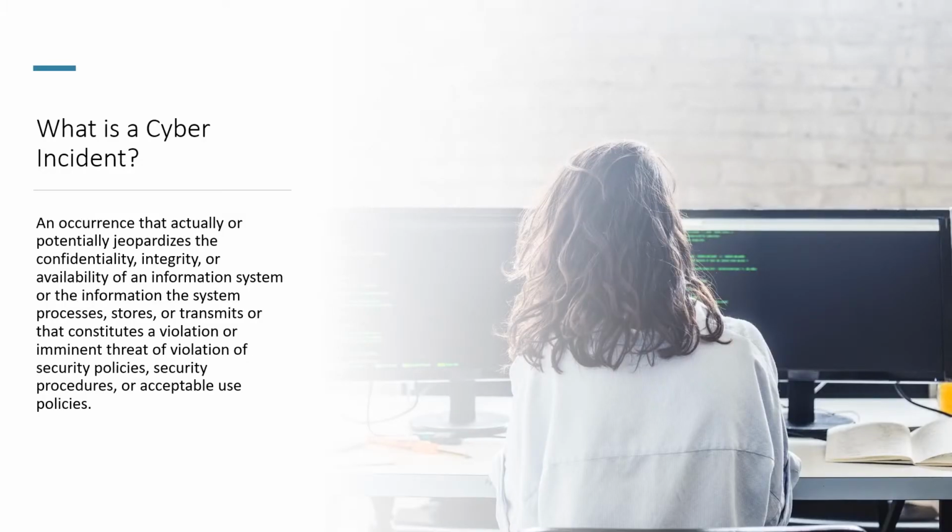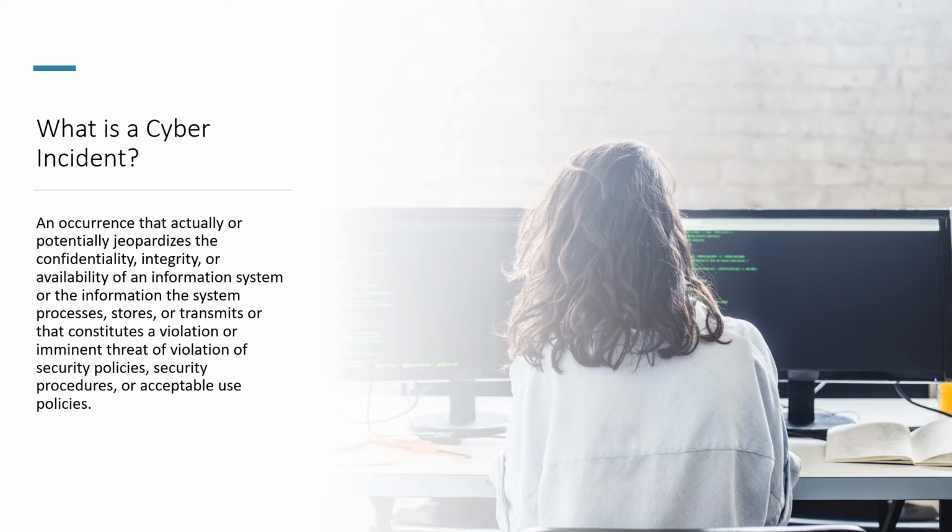I want to start today off by providing you with the NIST definition of a cyber incident. A cyber incident is an occurrence that actually or potentially jeopardizes the confidentiality, integrity, or availability of an information system or the information the system processes, stores, or transmits, or that constitutes a violation of security policies, security procedures, or acceptable use policies. Let's focus on line 2 before we move on. Potentially jeopardizes. To consider an event a cyber incident, you do not need to have any confirmation that there was a violation of confidentiality, integrity, or availability.